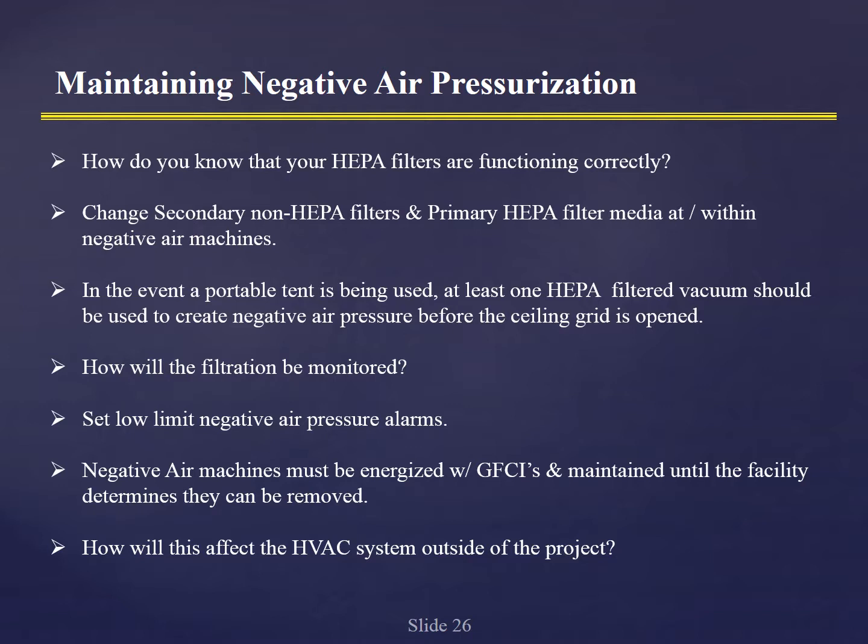Changing the secondary to protect the primary is one way to reduce cost and to help yourself: always replace the secondary filter more frequently, and that way you can use the very expensive primary HEPA filter for a much longer amount of time. Again, in the event a portable tent is being used, at least one HEPA filter vacuum should be used to create negative air pressure before the thin grid is open.